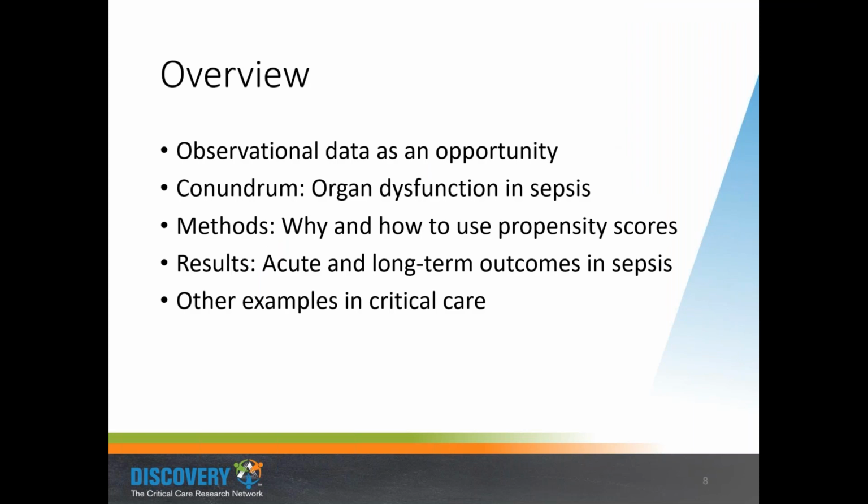I think what we're going to cover over the course of this 40 minutes or so are these points. Looking at observational data that we have as an opportunity to drive new discovery. I'm going to take you to an example that was published in Critical Care Medicine relatively recently as a kind of case study in using propensity scoring and looking at the impact of acute organ dysfunction on long-term outcomes in sepsis. Then Alejandro is going to dig into the method and the rationale, why to use propensity scores and how to use them.